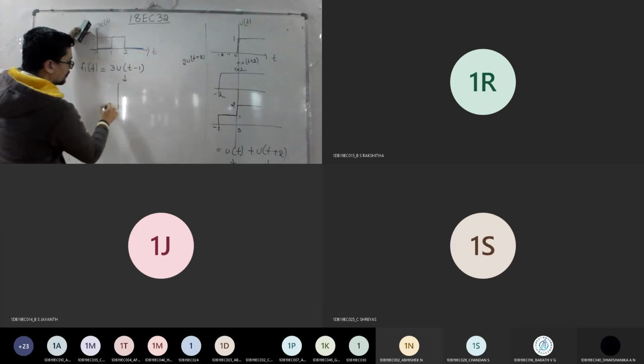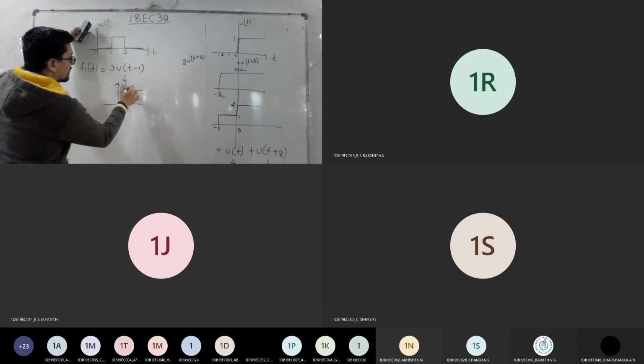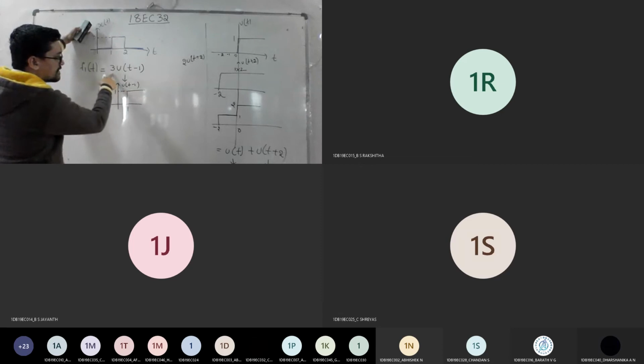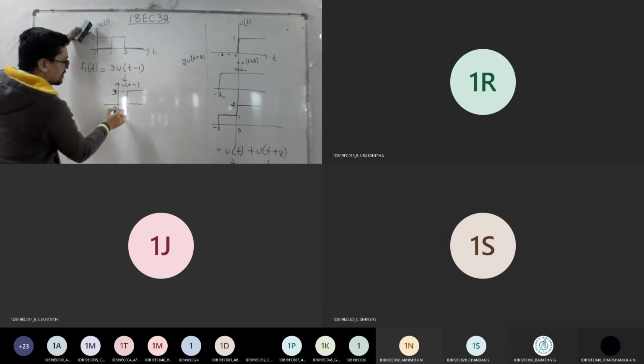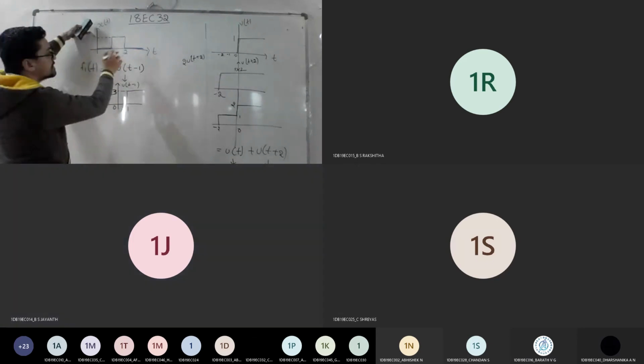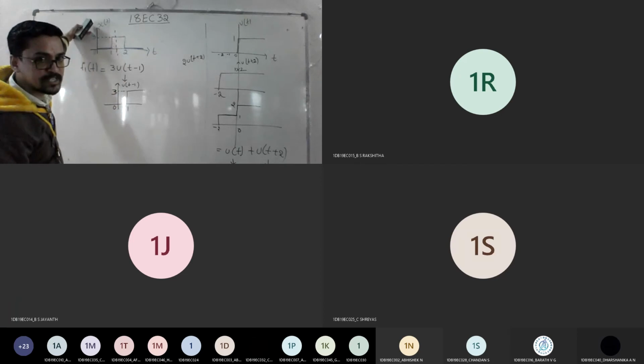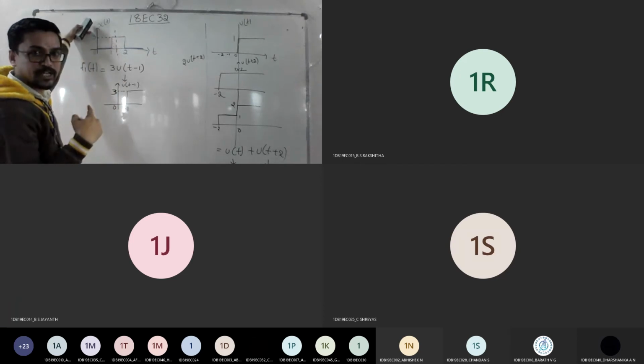Everyone knows u of t minus 1 looks like this, with amplitude 1. But here it is 3, so multiply by 3 and this becomes 3. Everyone agree? Yes, sir. This is the first function, the first half. Any doubts, anyone? Are you able to judge how to get this?